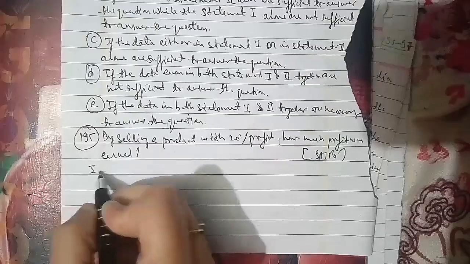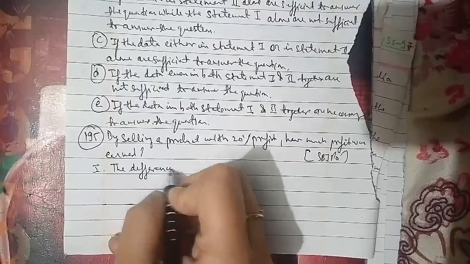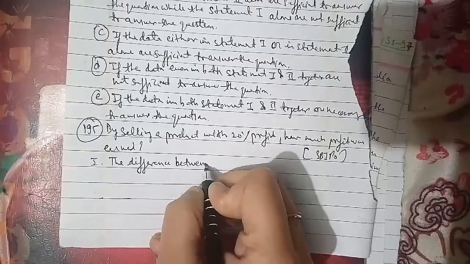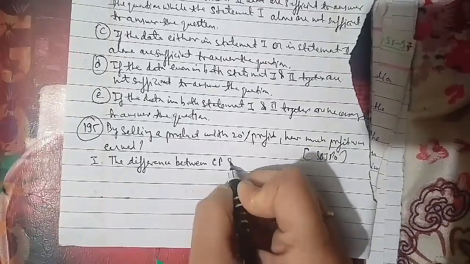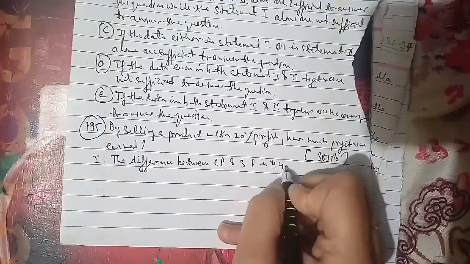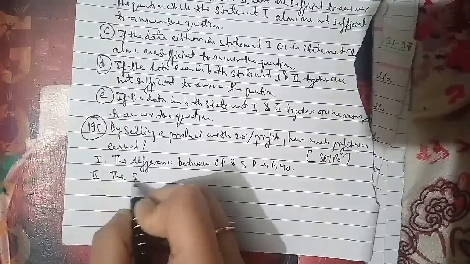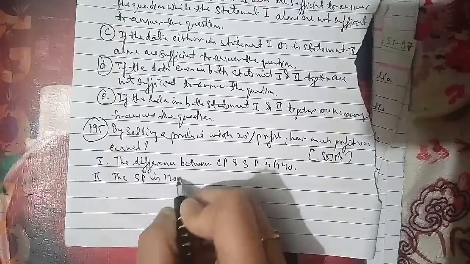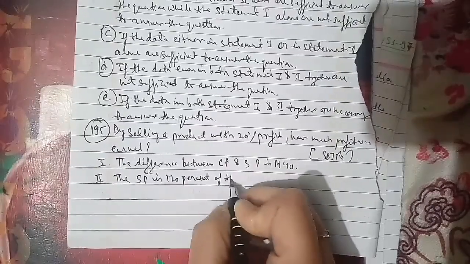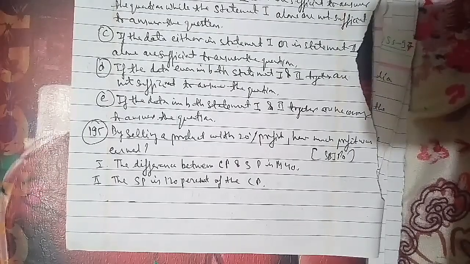So the first statement we have here is the difference between cost price and selling price is rupees 40. The second statement is the selling price is 120% of the cost price. So for the same we go ahead here, and that is what we'll talk about as well.